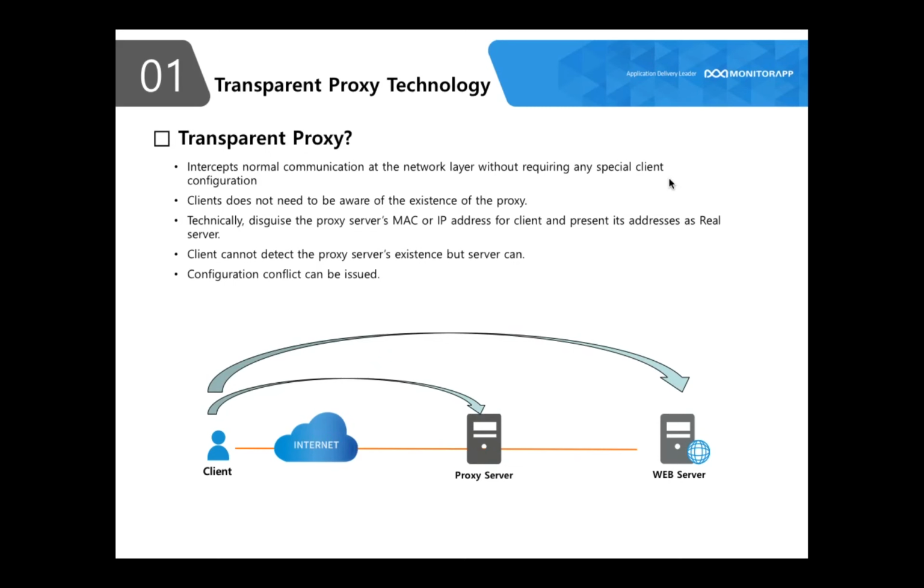Because the proxy server replaces its addresses, the client actually accesses the proxy server, and the proxy server connects to the web server. The web server will respond to the proxy server, and the proxy server will respond back to the client again. This is the process of a transparent proxy. Between clients and the proxy server, they never know the existence of the proxy, but between the proxy server and the web server, they know the existence. This is the main difference from the Monitorapp full transparent proxy technology.